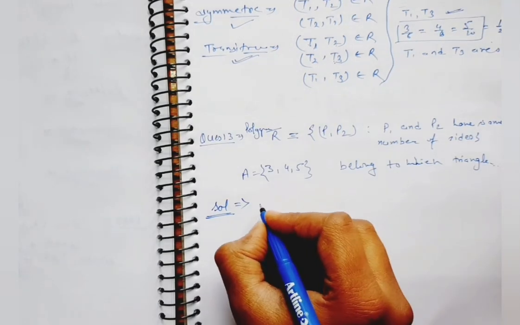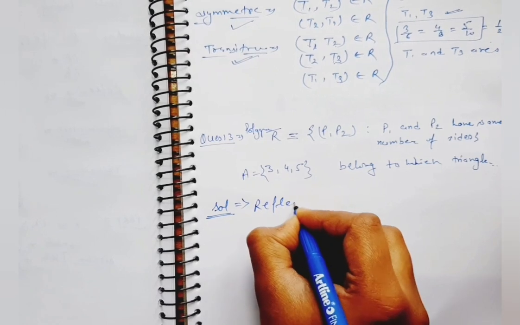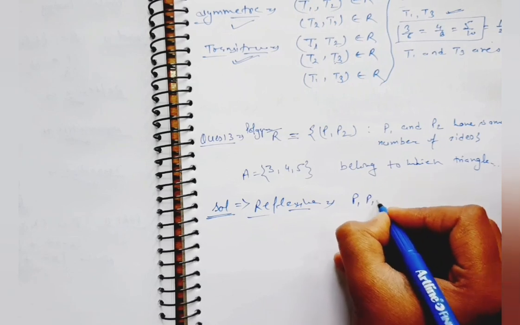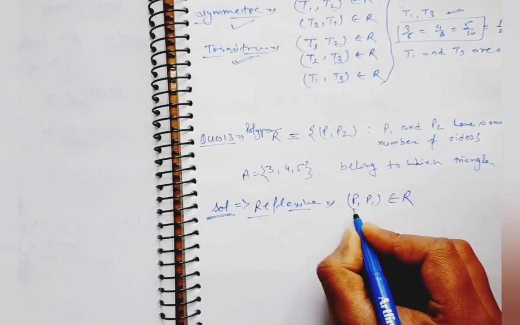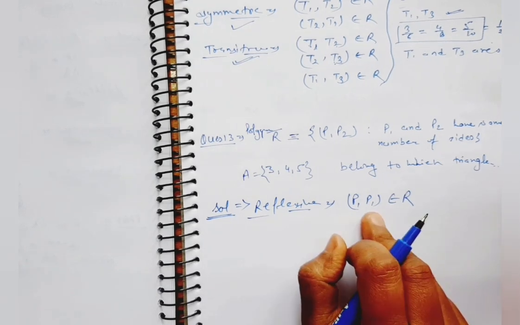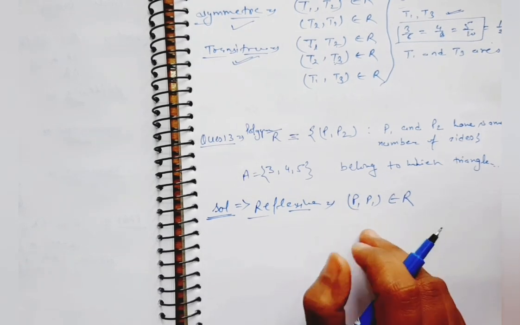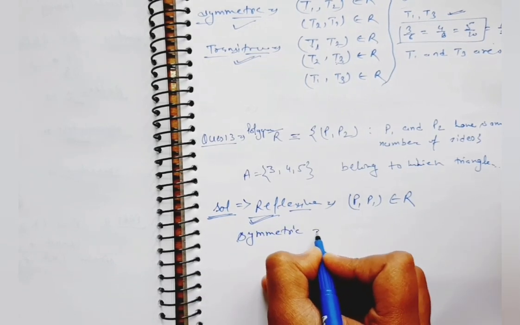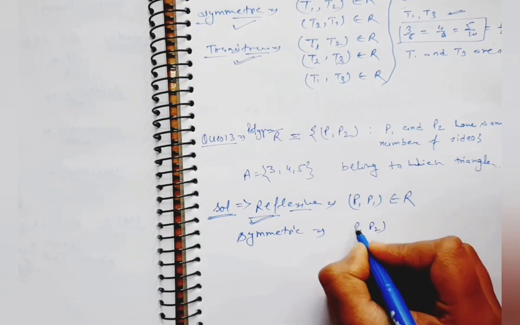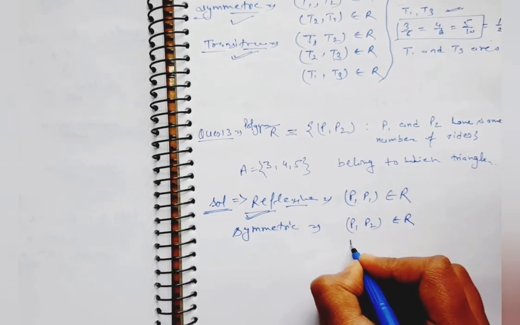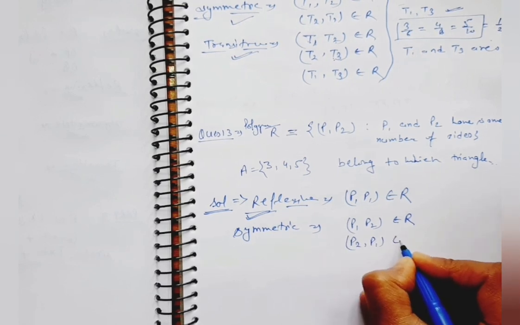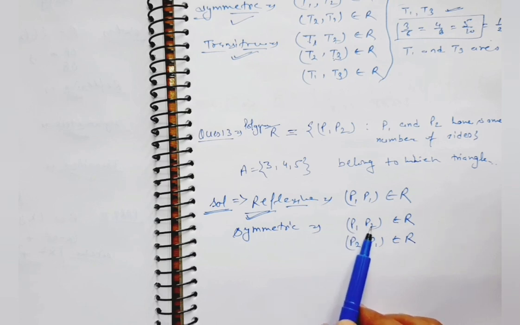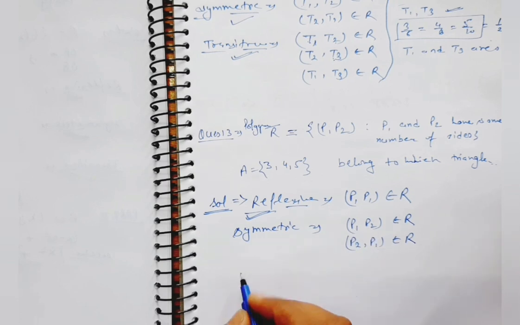For the solution of this question, firstly we will check the reflexive relation. Reflexive relation means (P1, P1) belongs to R. Obviously P1 and P1 are the same polygon, they have the same number of sides, so this is reflexive. Symmetric: if P1 and P2 are two polygons which belong to R, then P2 and P1 are also polygons which belong to R. If P1 and P2 have the same number of sides, then P2 and P1 also have the same number of sides.